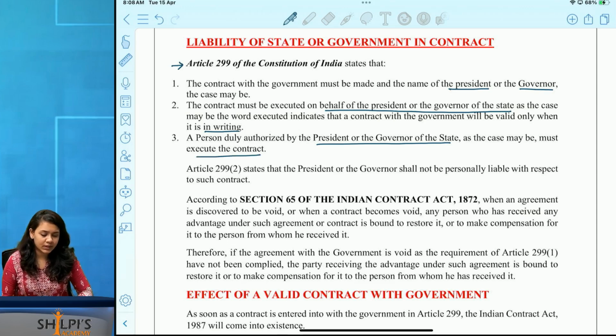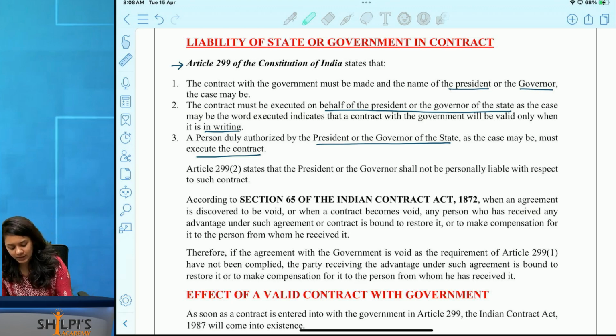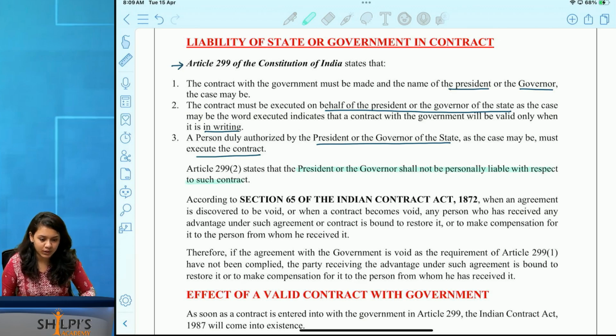So, we can see that it must be in the name of the President or the Governor, it must be in writing, and a person authorized by the President or Governor can execute the contract. But they go on to say that the President or the Governor shall not be held personally liable with respect to such contract. Now, all of this is okay, because on the face of it, Article 299 allows for the entering of contracts by the government.